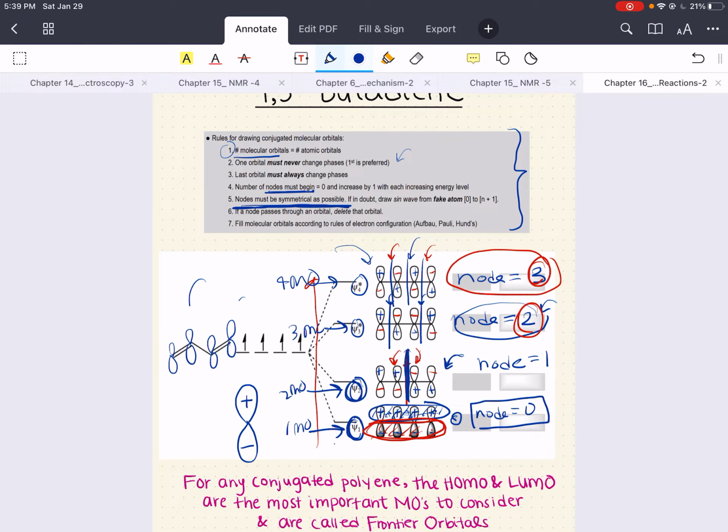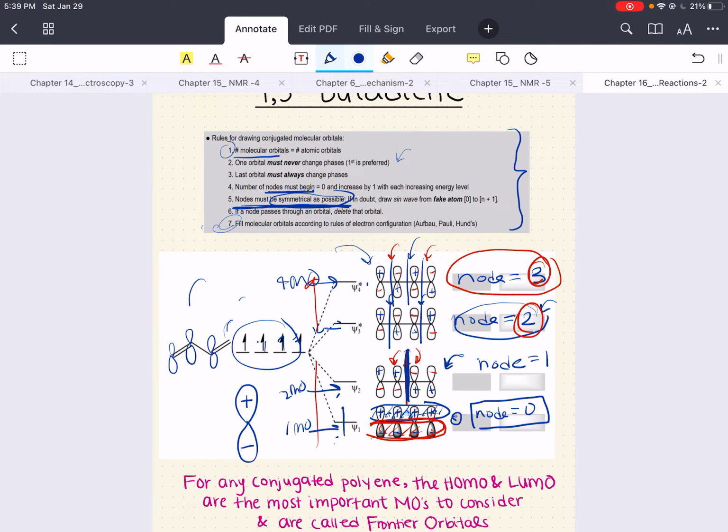And the reason we did it halfway through here is because when you're drawing these nodes, you want it to be as symmetrical as possible. Awesome. Fantastic. And then what we want to do is fill our molecular orbitals according to the rules. So we have our 4 atomic p orbitals. We have these 4 electrons, and we've drawn all 4 of our molecular orbitals. So now we want to fill these 4 electrons into the orbitals, following all our rules.